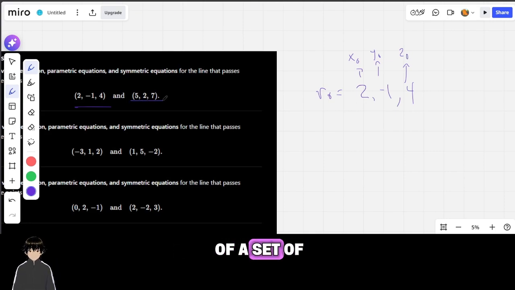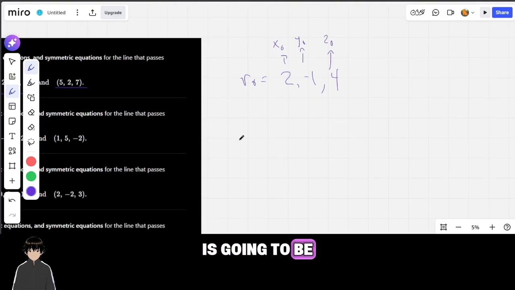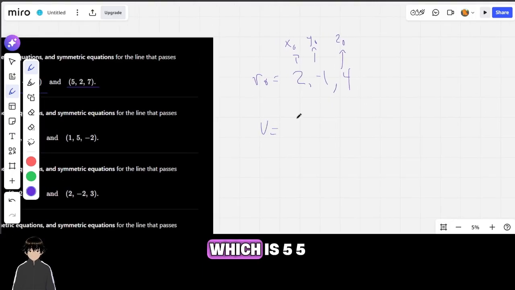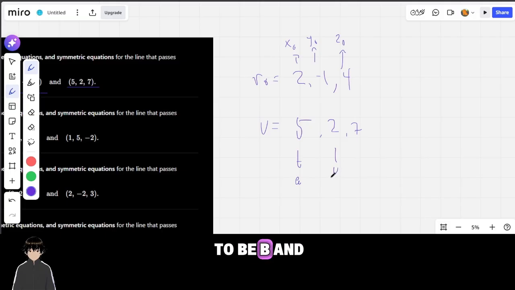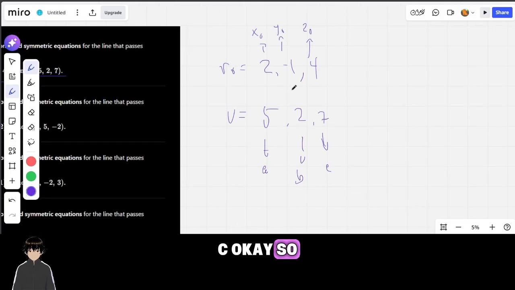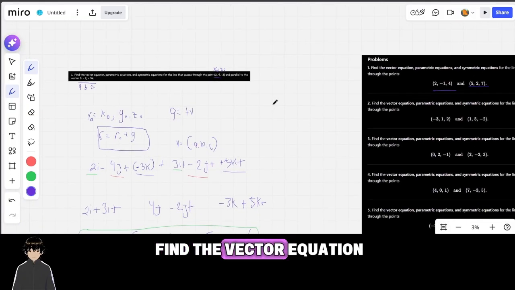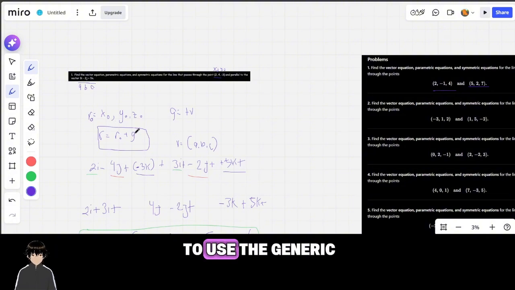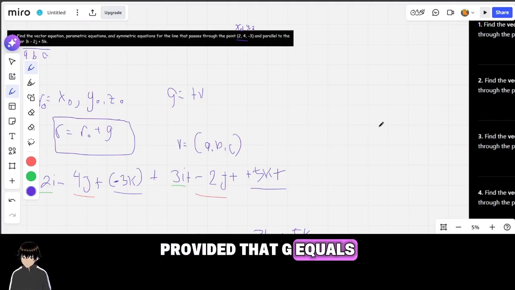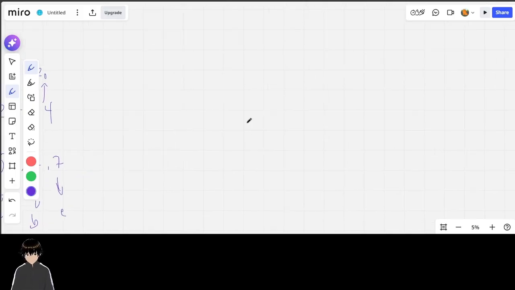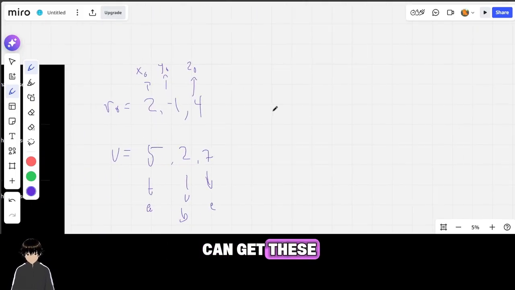The second set of numbers is going to be v, which is 5, 2, and 7. This is going to be a, b, and c. Now we have to find the vector equation, and in order to find that, we need to use the generic formula, r equals r naught plus g, provided that g equals t times v. So plugging those in, we can get these.